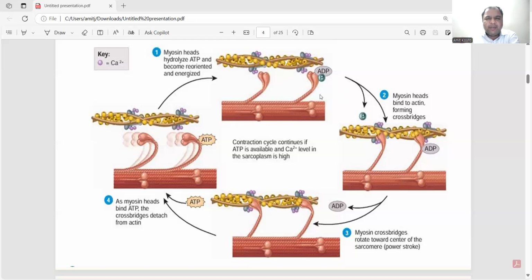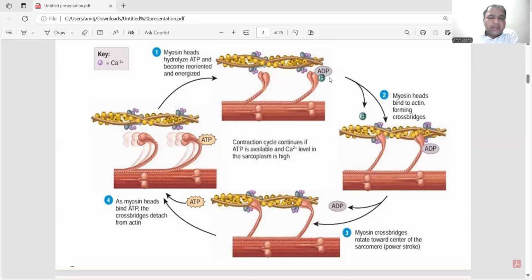ATP is hydrolyzed to produce ADP and P, and when this phosphate molecule detaches, in the second step, what will happen? This myosin molecule remains attached with ADP, not ATP, not the phosphate, but ADP, and then it attaches with the actin molecule. Now, clear? Phosphate is released, but ADP still remains there, and the myosin molecule is attached with the actin molecule. At this stage, we use the term cross bridge.